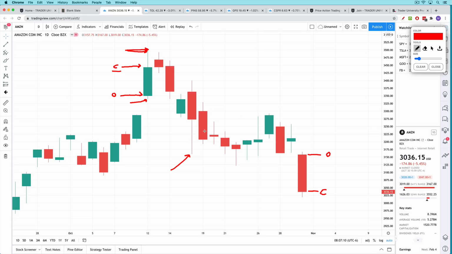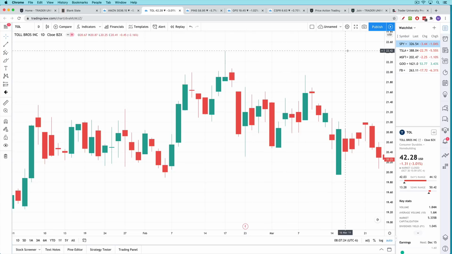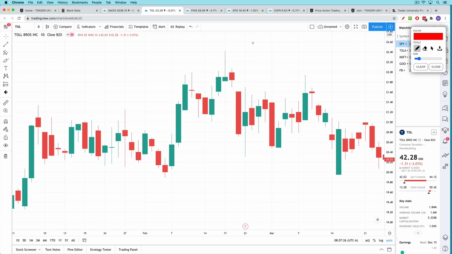So that's basically how candlesticks work. You have the red body if the close is lower than the open, green body if it closes up on the day from where it opened. So let's talk in particular about what's called a shooting star candlestick. And the example I'm going to use here is Toll Brothers, this candlestick right here in the middle.